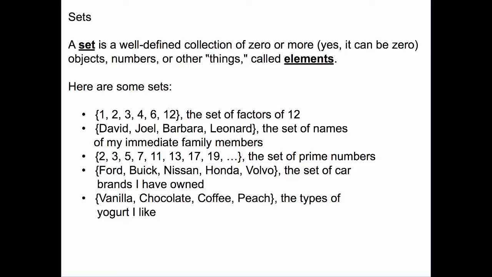The set 2, 3, 5, 7, 11, 13, 17, 19, and so on, that's what the dot dot dot means, is the set of prime numbers. The set Ford, Buick, Nissan, Honda, Volvo is the set of car brands that I've owned, and vanilla, chocolate, coffee, peach are the types of yogurt I like. All of those things are sets.